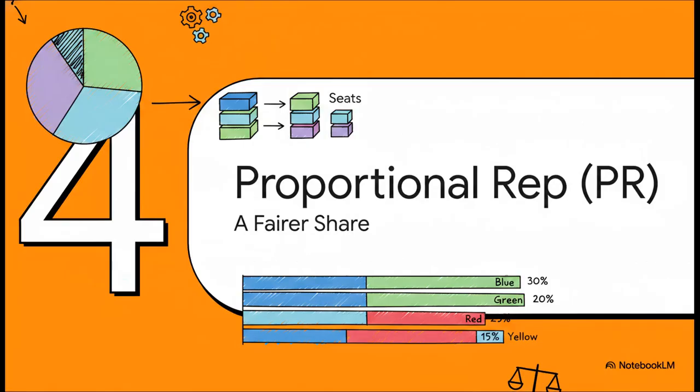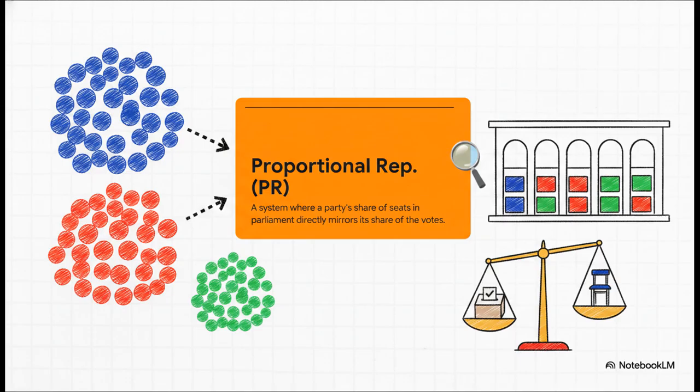Now let's flip the script and look at a totally different approach: proportional representation, or PR. The whole idea behind proportional representation is baked right into the name. It's all about being proportional. The goal is super simple. If your party gets 20% of the country's votes, it should get about 20% of the seats in Parliament. It just makes intuitive sense, right?